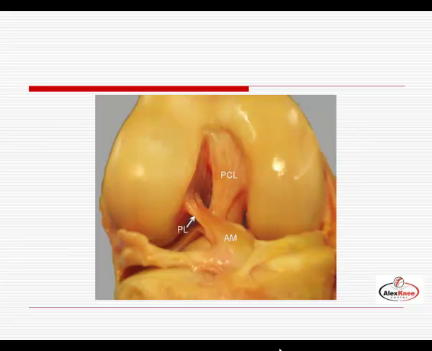When you see here the origin of the anterior cruciate ligament, this is the posterolateral bundle. It's shorter than the anteromedial bundle, and it is distal and anterior as it originates from the femur and goes posterior and lateral to the anteromedial bundle to attach at the tibial plateau.